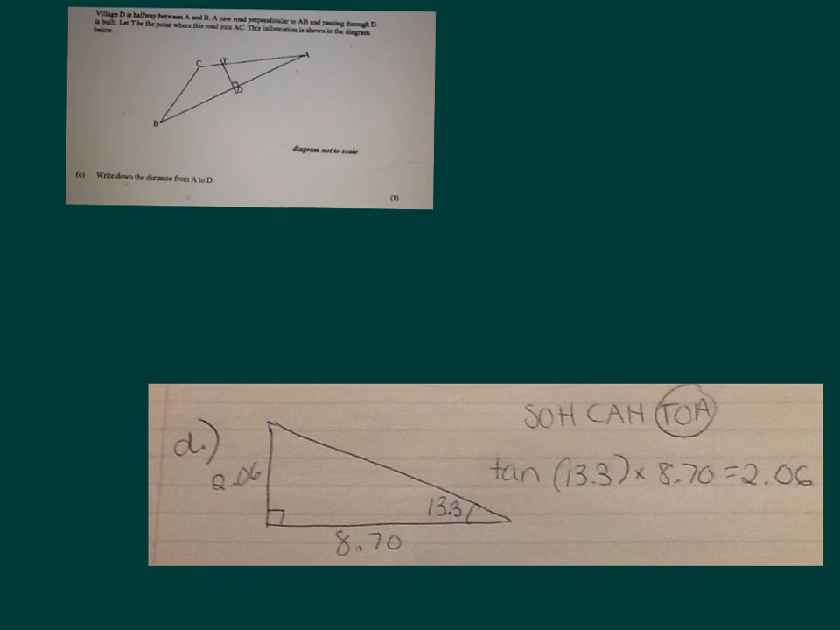So I'm looking for, not angle, but the line TD, which is right here. I know that it's a right triangle, so I'm going to use SOHCAHTOA. Since I know that I have the adjacent and the opposite angle, it's going to be TOA. So I'm going to do tangent of 13.3, which is this angle right here, times 870. And that comes out to be 2.06. So that is what I got for the distance from T to D. And that's all, folks.